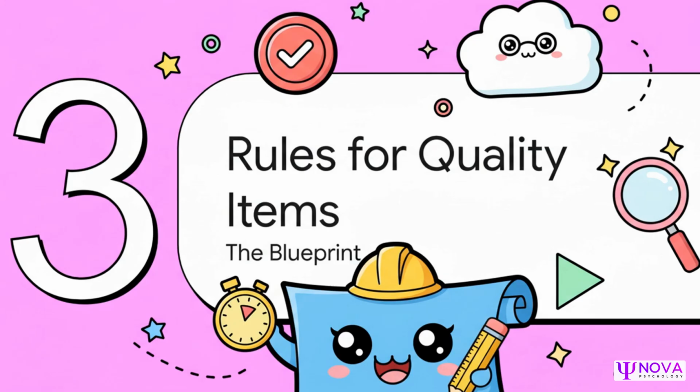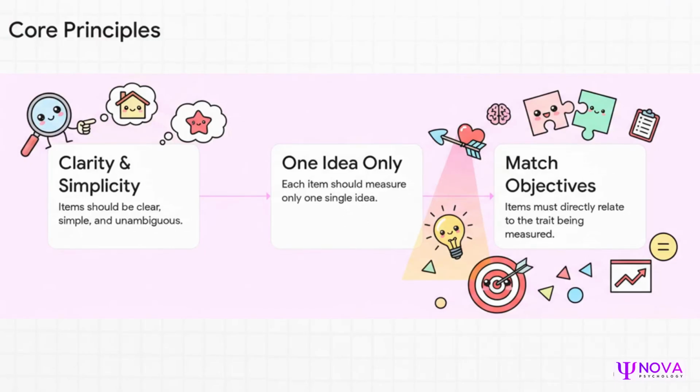Let's dig into the actual blueprint for constructing a high-quality item. It really boils down to three foundational principles. First, clarity. The question has to be crystal clear and mean the same thing to everyone. Second, unidimensionality. This is a big one. Each item should only measure one single idea, period. And third, relevance. The item has to be directly tied to the specific thing you're trying to measure.